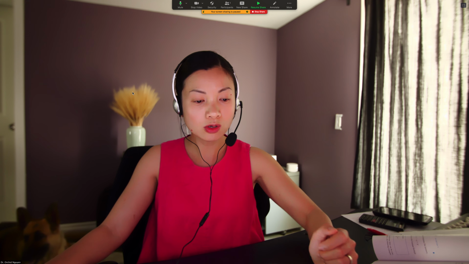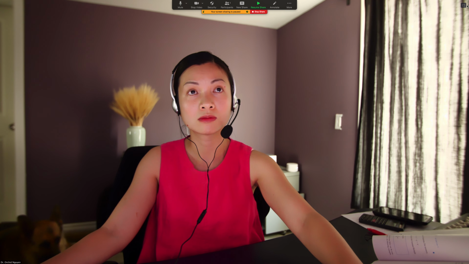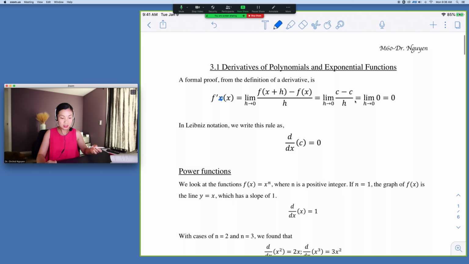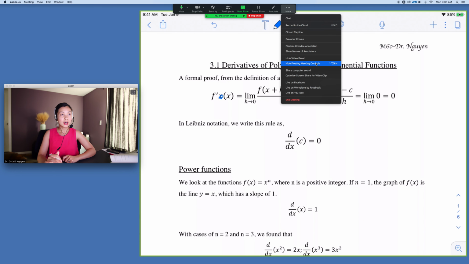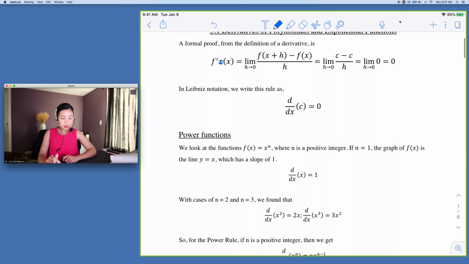Okay, let's go straight into 3.1. So in 3.1, we have the derivative of the polynomials and exponential function. You see that the first one right here I have for you is a constant. The derivative of a constant is 0.